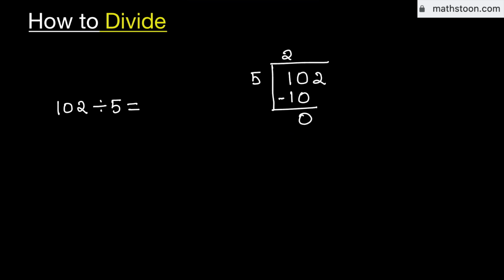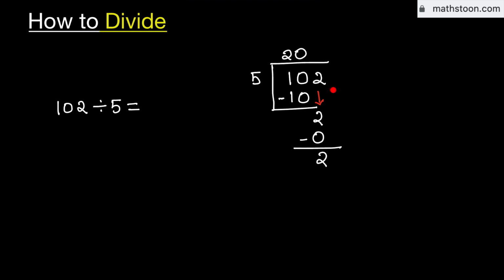Now this 0 is less than 5. That is why we need to bring down this adjacent 2 here. But look, this is the number 2, so we will remove this 0. Although 2 is less than 5, as we have brought down this 2 here, we need to divide it. We know that 5 times 0 is equal to 0. Subtract, we get 2.